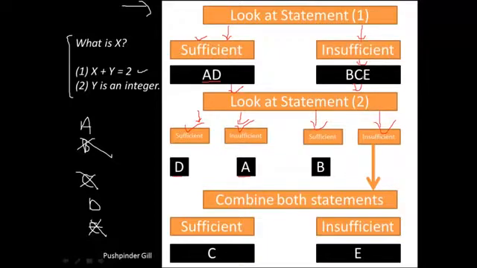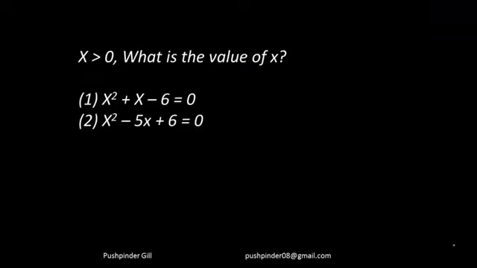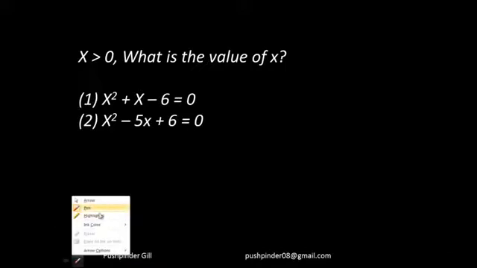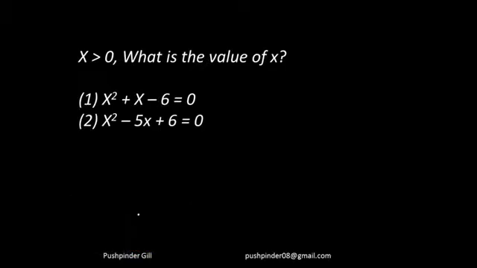Statement 1 is insufficient, statement 2 is insufficient. You try to combine both the statements. Then again, if you're able to get the answer while combining both of them, your answer is C. If you're not able to get the answer by combining both of them, your answer is E. So this is the basic premise of a data sufficiency question. Now let's try to apply that in our questions as well. So you have to do this question this way only.